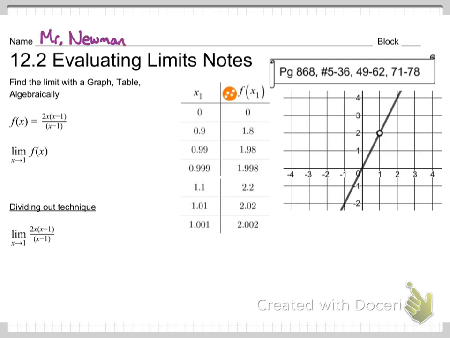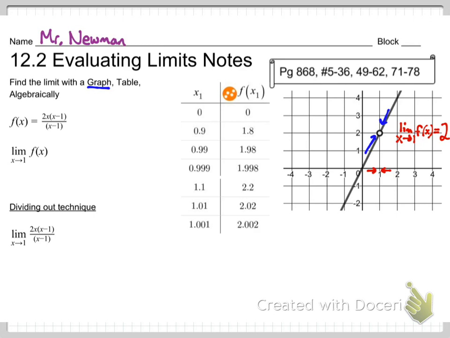So first of all, you remember from before that we found the limit with a graph, such as this, where we look at, okay, what if x is approaching 1 from the left, and then from the right, those are going towards the same point. The point is (1, 2), so the limit as x approaches 1 of f of x is 2.